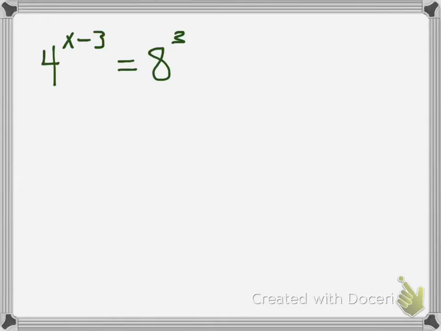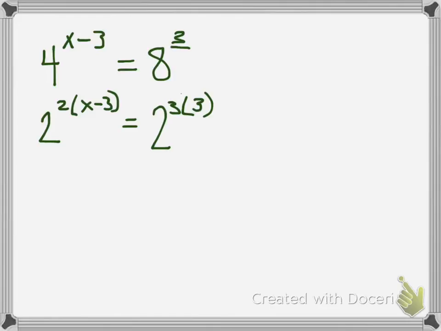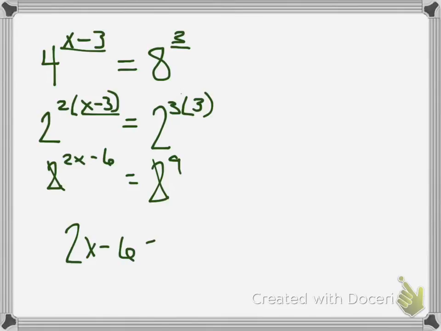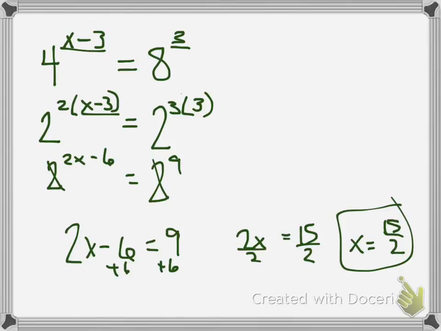Well, both 4 and 8 are powers of 2, so I'm going to work them like that. 4 is 2 squared. 8 is 2 cubed. And then I can just go ahead and multiply or distribute, get rid of the exponents. Now I have 2x minus 6 equals 9, and solve from there to get 15 halves. Okay, so the idea again is mainly trying to make sure we convert to the smallest one.